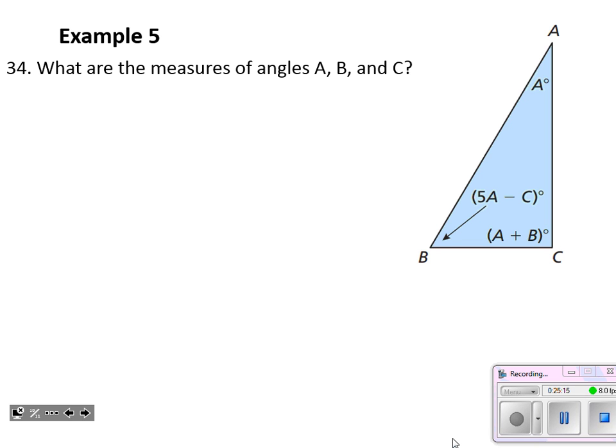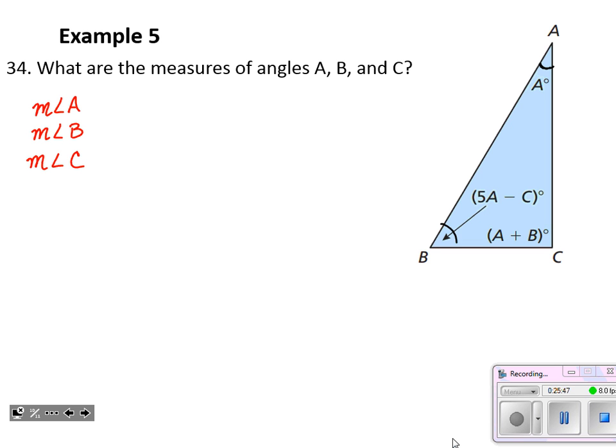Okay, so I'm trying to find the measure of angle A, the measure of angle B, and the measure of angle C. Let's take a look at this diagram and see what we can piece together, what we know about this situation. First of all, up here in the top it says that angle A equals A degrees. That is not going to tell us anything, so we don't get anything out of that angle of the triangle.